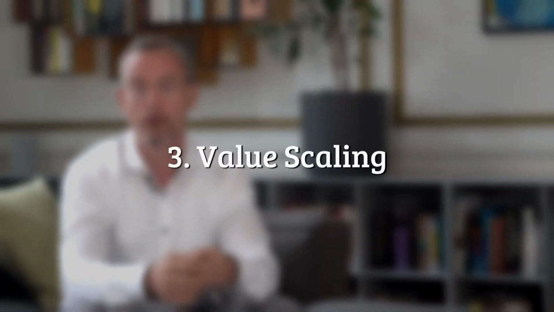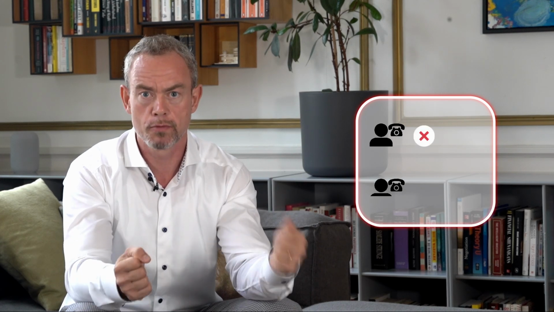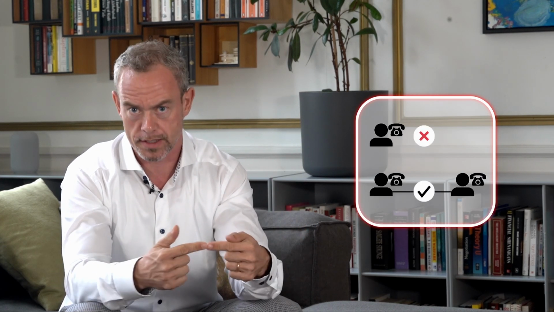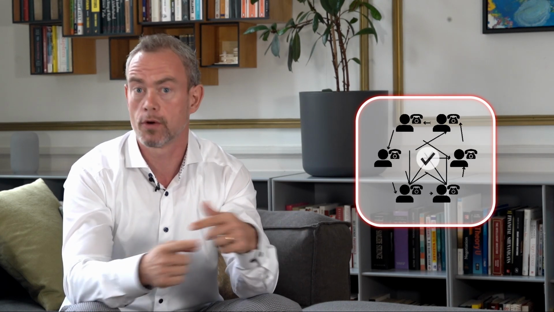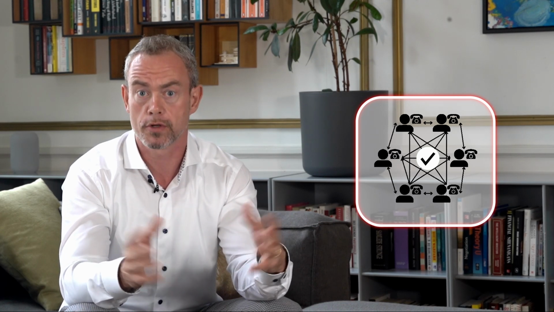The third type of scale is what I call product scaling or value scaling. And that is what is usually known as network effects. So that's what the telephone is. One person owning a telephone is worthless. 2 people owning a telephone is better because they can call each other. 1 million people owning a telephone is really, really good because now everybody can call each other. So the more people join the network, the more the product becomes worth, the more valuable it is for the individual users.